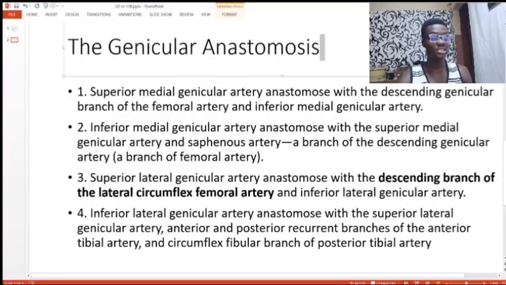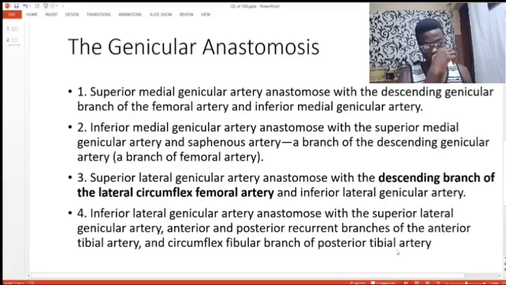So the inferior lateral genicular also. The fourth one, the inferior lateral genicular artery anastomoses with the superior lateral genicular artery, the anterior and posterior recurrent branches of the anterior tibial artery, and the circumflex fibular branch of the posterior tibial artery. So these are the arteries that make up the genicular anastomosis around the knee.